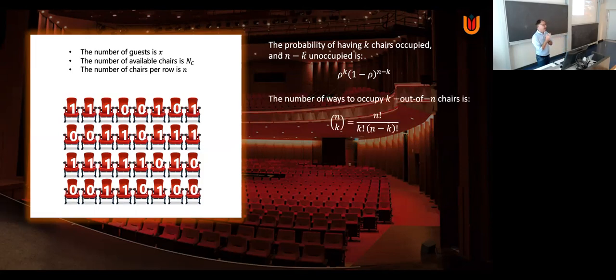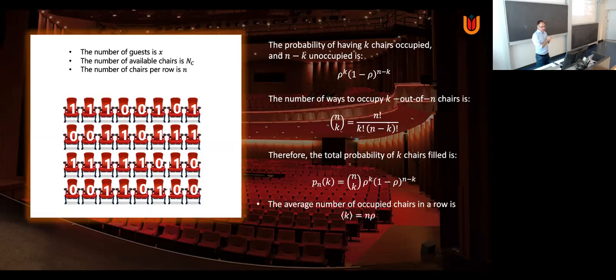The number of ways to occupy k out of n chairs is given by this binomial expression, the binomial coefficient. In total, the probability of having k chairs filled in a row is given by the binomial distribution written here. Analyzing this distribution, we still find that the average number of occupied seats in a row is given by n times the density. The variance is now no longer the same as that. The variance now is n times the density times 1 minus the density.